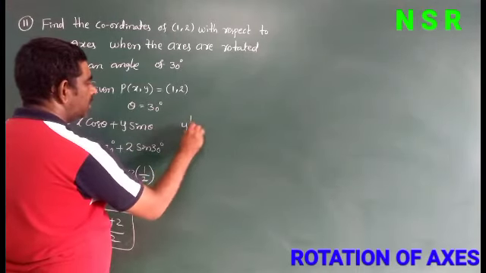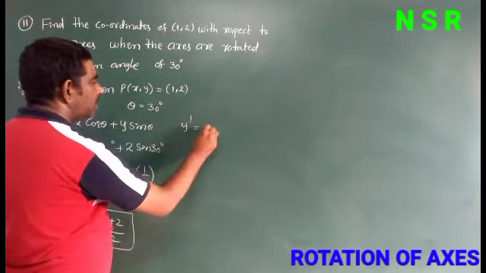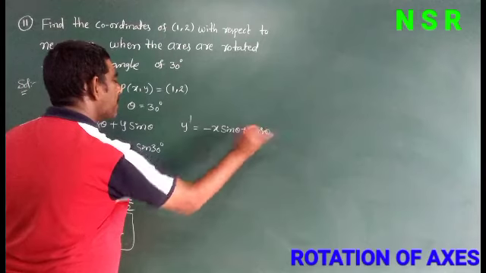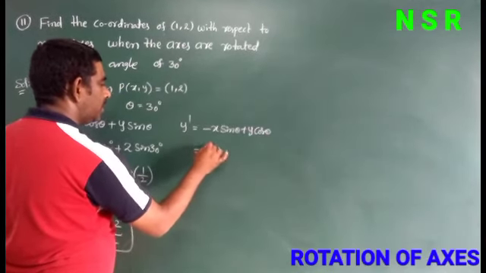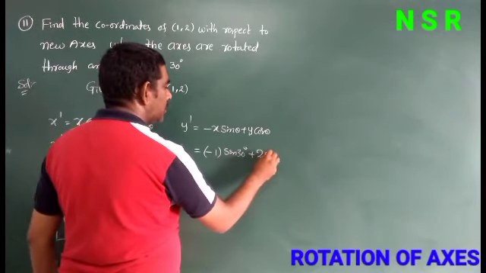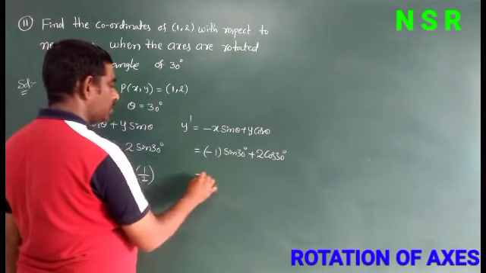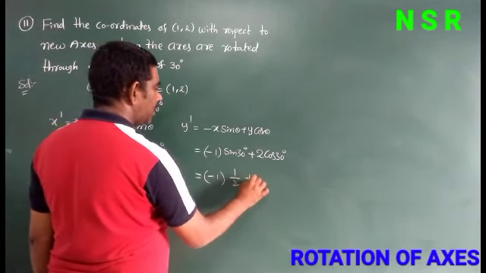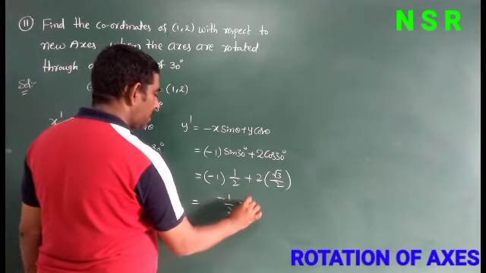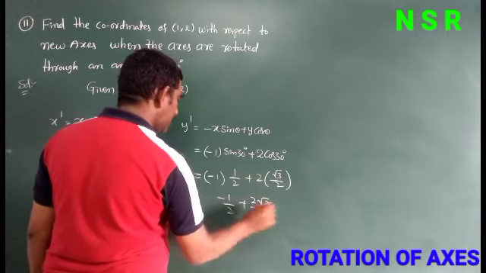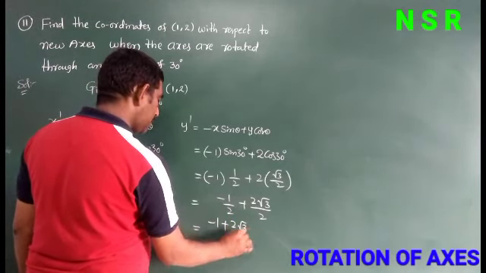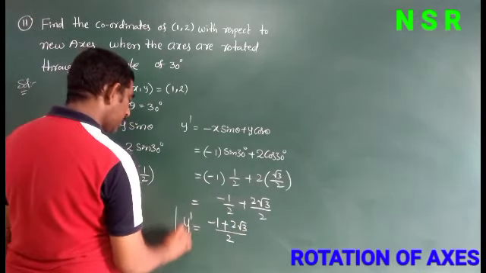And find y dash. y dash is equal to minus x sin theta plus y cos theta. So minus 1 into sin 30 plus 2 into cos 30. Sin 30 value is 1 by 2 and cos 30 value is root 3 by 2. So minus 1 by 2 plus 2 root 3 by 2. The LCM is 2, so we can write minus 1 plus 2 root 3 by 2. This is the value of y dash.